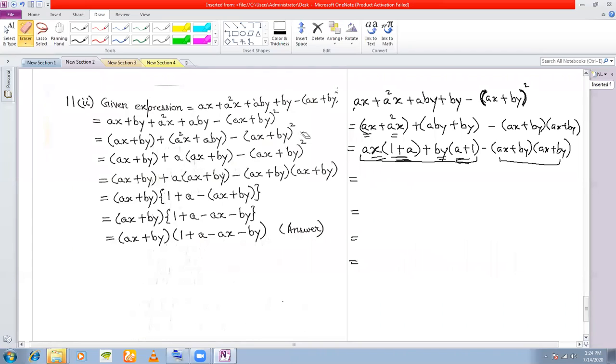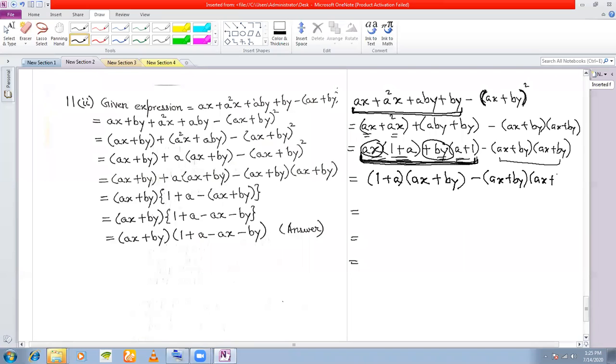So what you do is you take out this step. You understood, right? Yes, sir. We have actually these 4 terms we have grouped, and we have factorized these 4 terms. We are able to factorize here. Okay. So from these 2, I take out 1 plus a. So I'm left with ax here. I'm left with plus by here, right? And this is ax plus by into ax plus by.